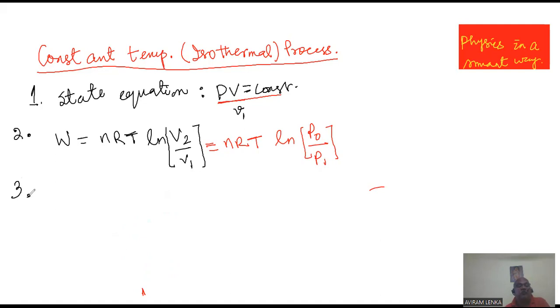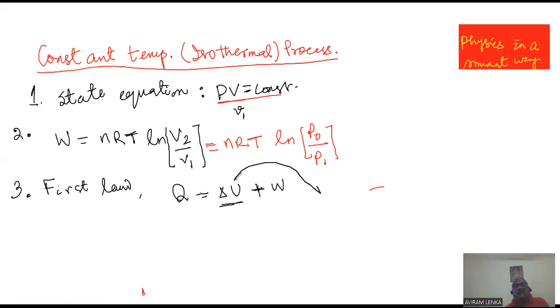Number three. We go for the next one, that is the first law of thermodynamics, which says Q equal to delta U plus W. As you know already, delta U is the change of internal energy. We know delta U is known as a state function. It doesn't depend upon the path. I'll be talking about all those details.